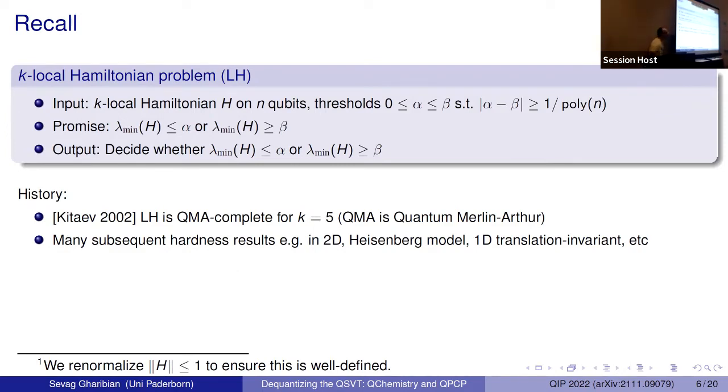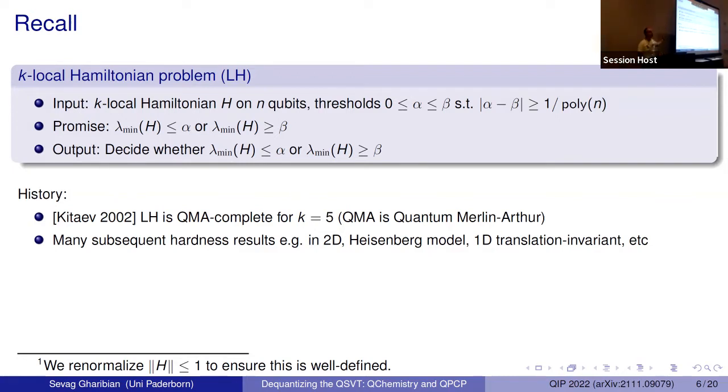So the k-local Hamiltonian problem, you've probably seen this before. If you haven't, here's the definition. In this problem, I give you a local Hamiltonian H on n qubits, and I give you two thresholds, alpha and beta. It's very important that those thresholds are not too close together. They have to be at least 1 over poly separated. And your job in this problem is to tell me, is the smallest eigenvalue of H, or in other words, the ground state energy of H, small? Is it at most alpha? Or is it big? Is it at least beta? Okay, this is the local Hamiltonian problem.